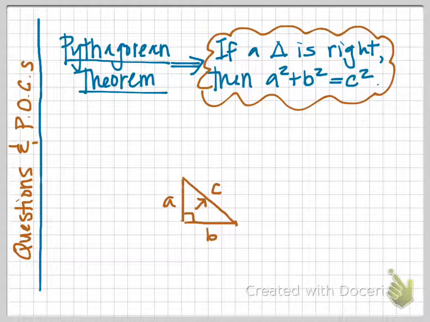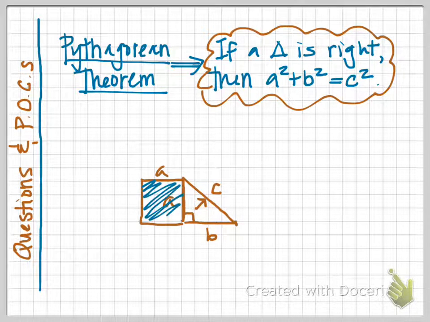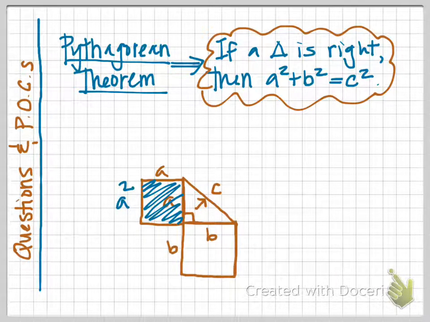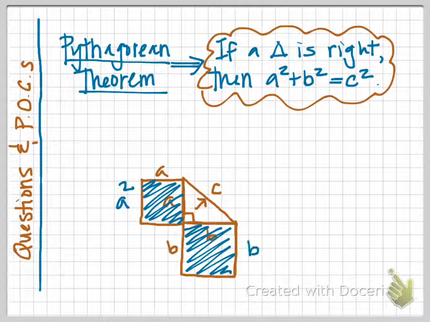So what this is saying is, if I square A, if I make this length of A into a square, that's A units by A units, then that square is going to have an area of A squared. A times A is A squared. And then let's say that I square side B, the other leg. So I make a square with its other side B units long. Then the area of that square is B times B, which is B squared.